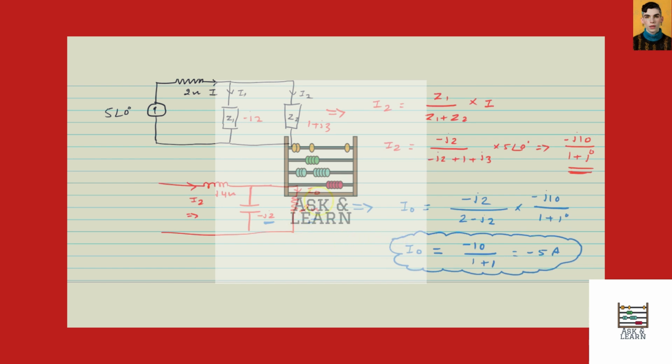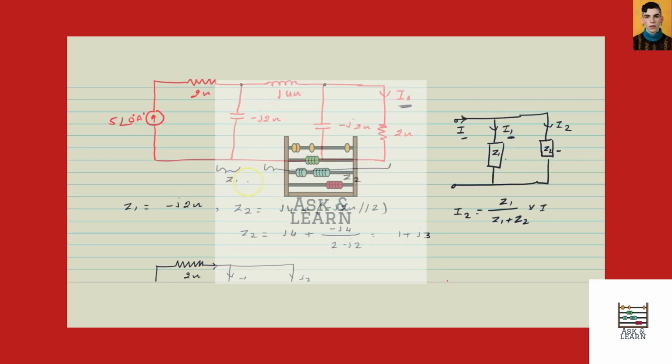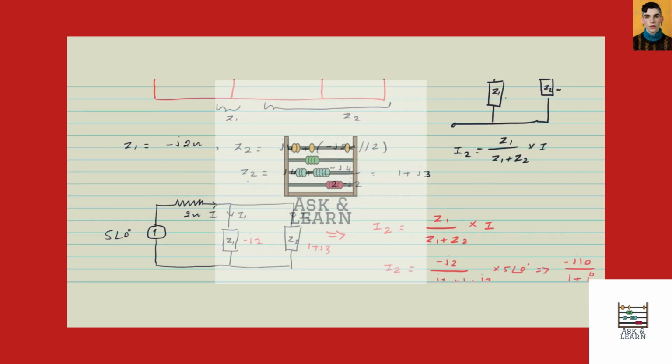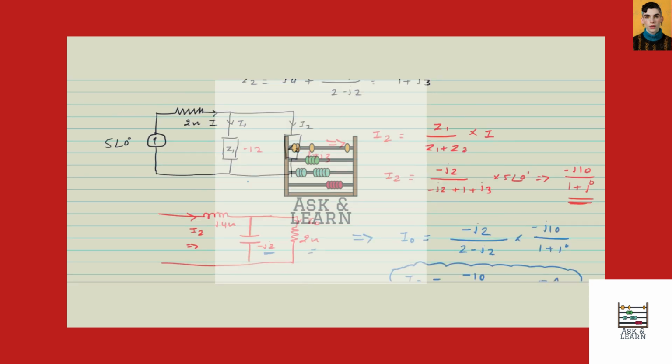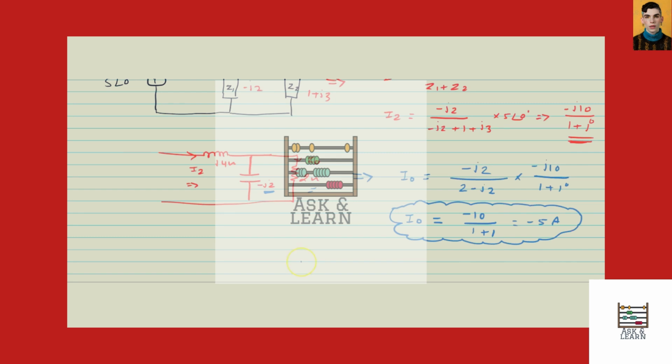Now in this circuit, a series parallel combination of an RLC circuit is given, connected across a 5 ampere current source. By simply applying the current division rule and solving the series parallel combination, we can easily calculate the value of current I0 across the load resistance RL, which is the 2 ohm.